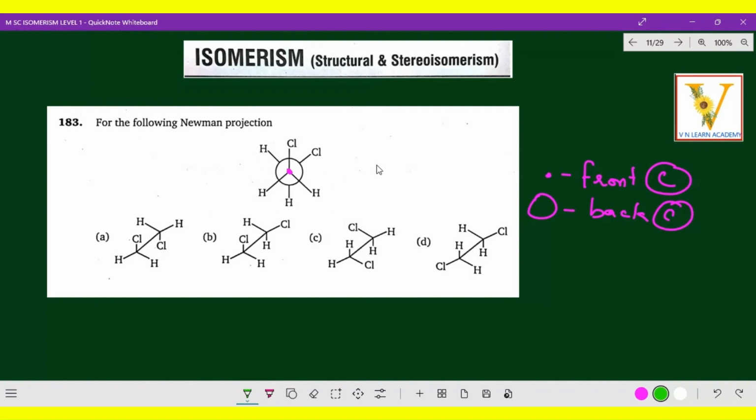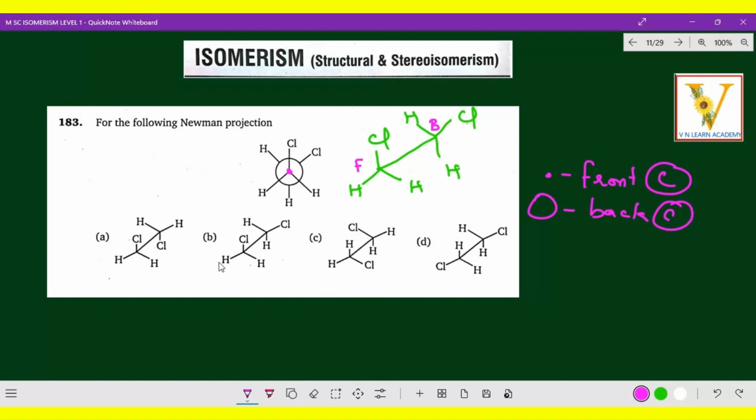So that means here one upwards like this, here Cl and here hydrogen. This is the front carbon, this is a dot, and the back carbon. In that, upside down and down here. So here hydrogen, here Cl, and here hydrogen. So that means this is the way we can observe. This is the front carbon and this is the back carbon. So Cl H H and H Cl H.